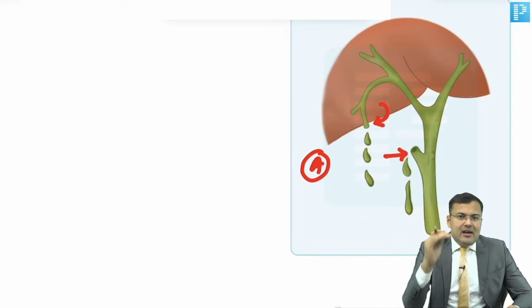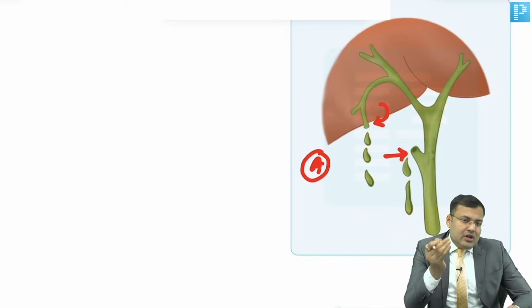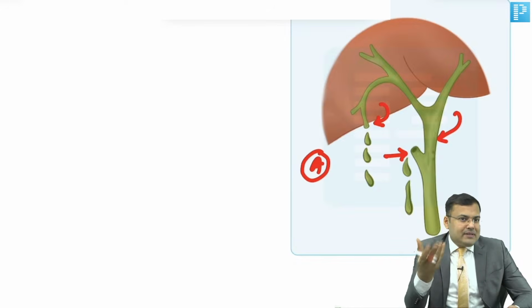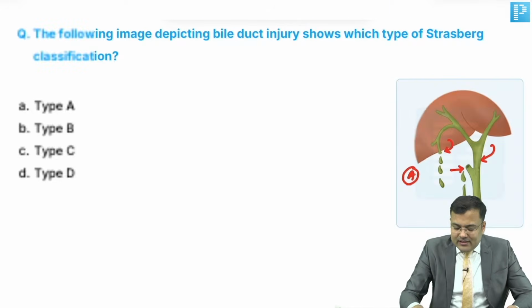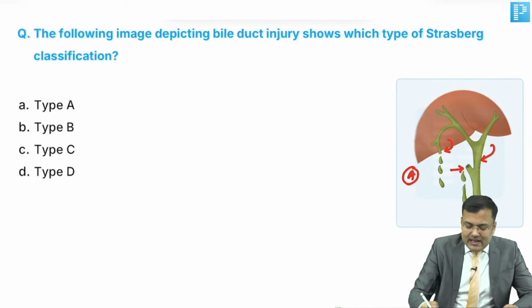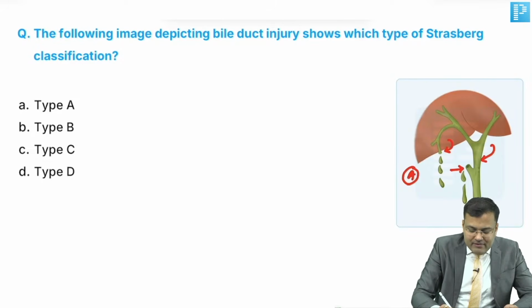What is type B? Transection with occlusion of aberrant right sectoral duct. Type C. Transection without occlusion of aberrant right sectoral duct. Type D. There is lateral injury of common hepatic duct, and type E is equal to E1 to E5 Bismuth classification. So guys, here you can see there is cystic duct stump leak, leak from subvesical duct of Luschka. So almost everybody is correct here.